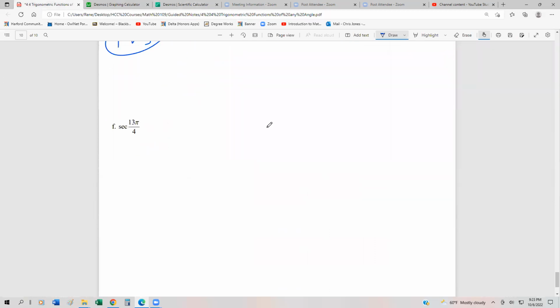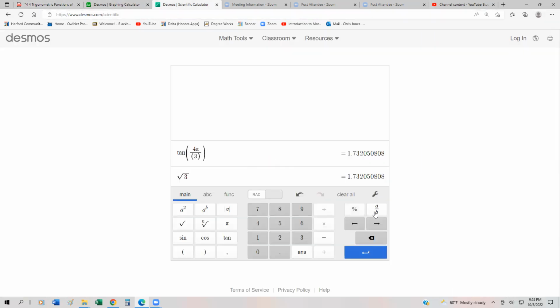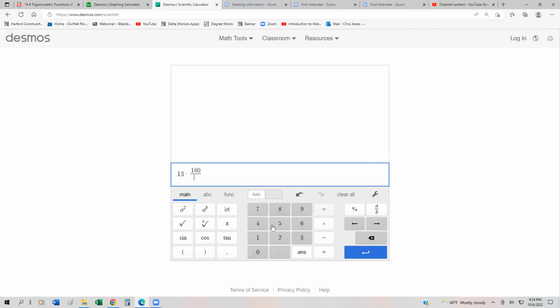Last one we have is the secant of 13 pi fourths. Again, multiply by 180 over pi. Pi's cancel out. That's going to turn into 45 degrees when we divide it out. Or we could just type it into our calculators. So remember, we can use that trick, 13 times 180 divided by 4. So in our calculators, we could do 13 times 180. And then we could divide it by 4. All right. And that's going to give us 585 degrees.